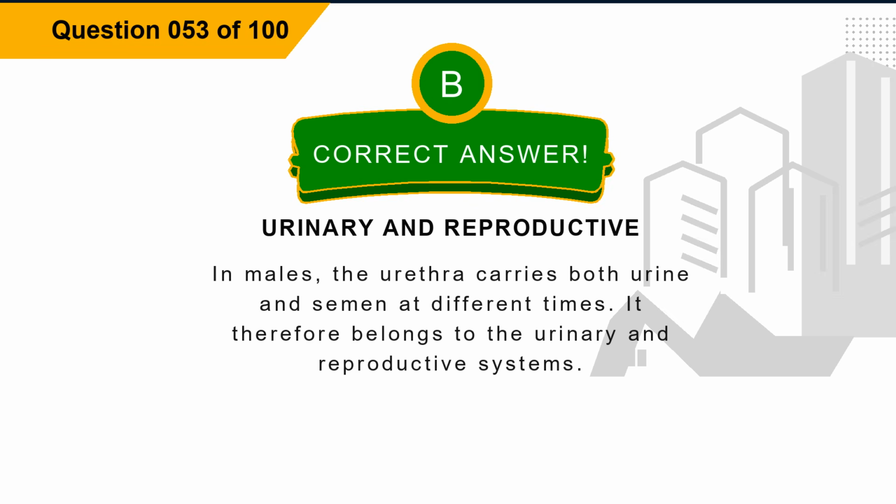The correct answer is option B, urinary and reproductive. Explanation: in males, the urethra carries both urine and semen at different times. It therefore belongs to the urinary and reproductive systems.